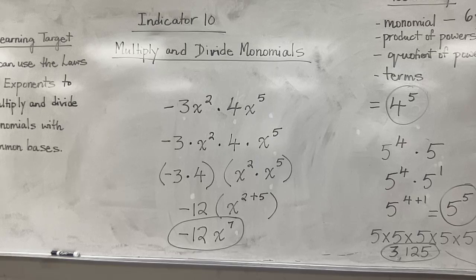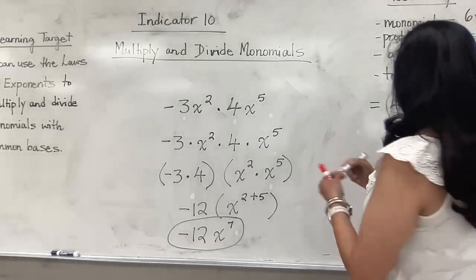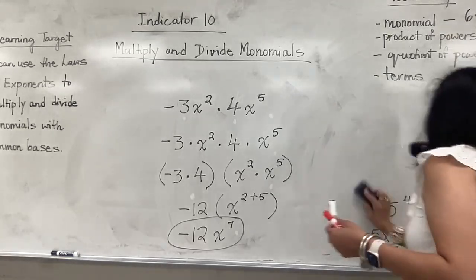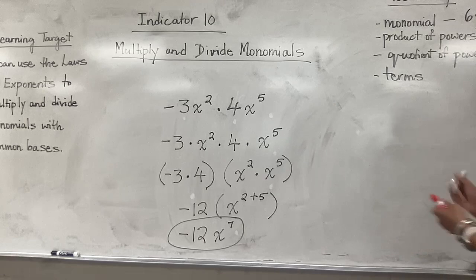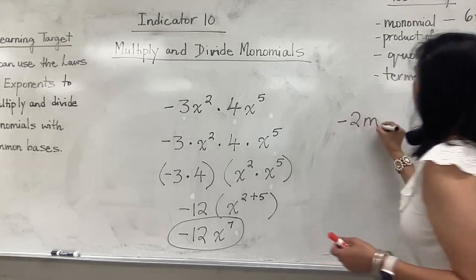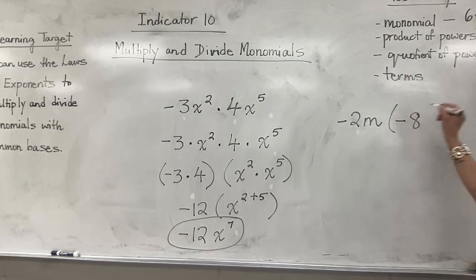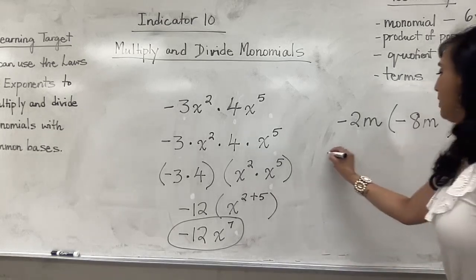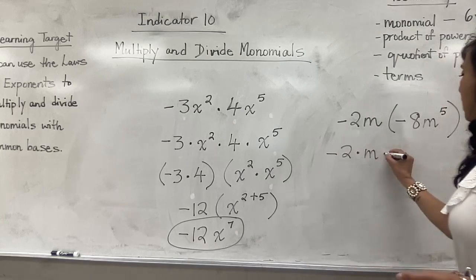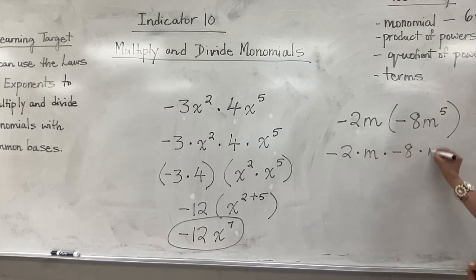So let's do another quick example of multiplying a monomial. Let's simplify -2m times -8m to the fifth power. Okay, so again, what does this mean? It means -2 times m times -8 times m to the fifth power. This is what it means.